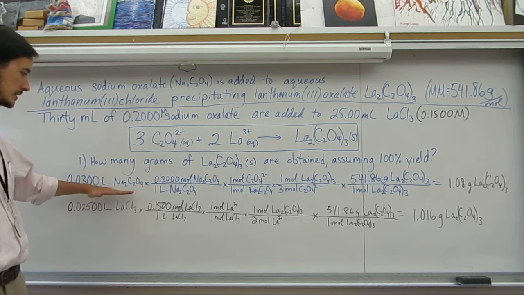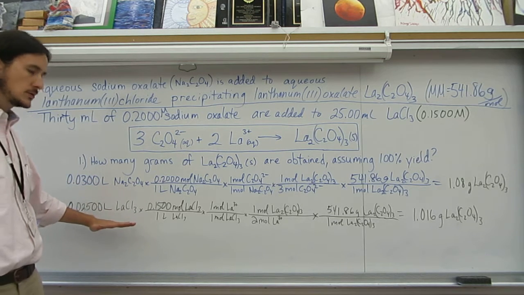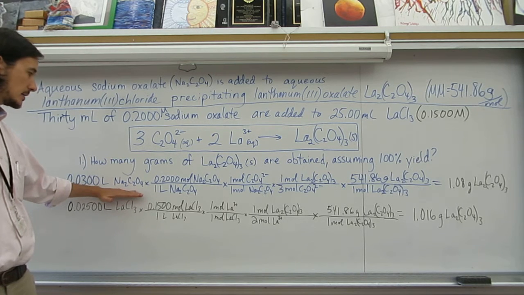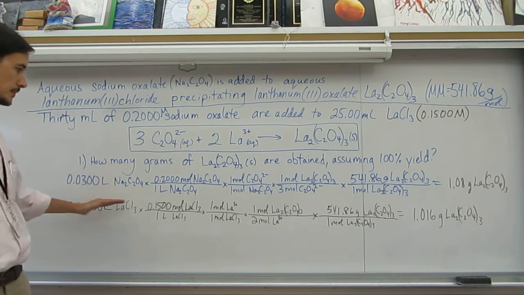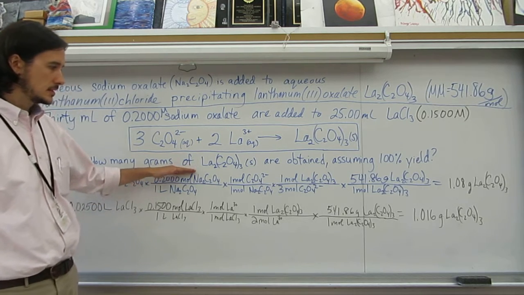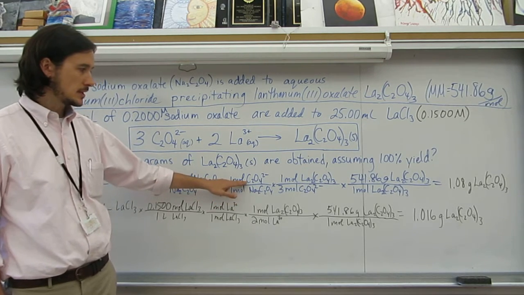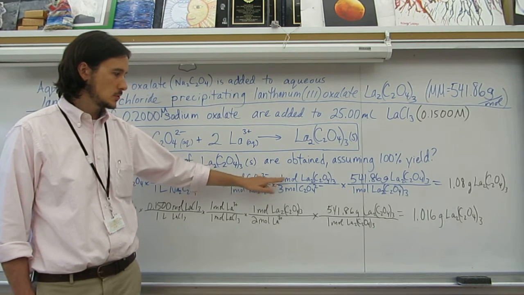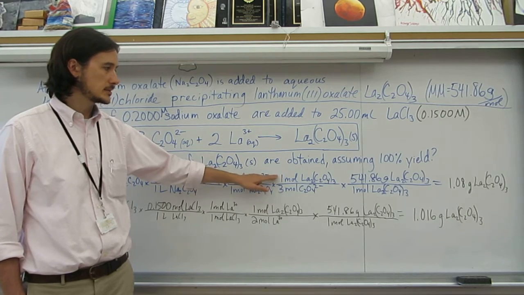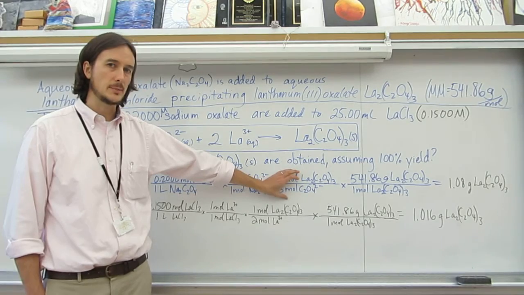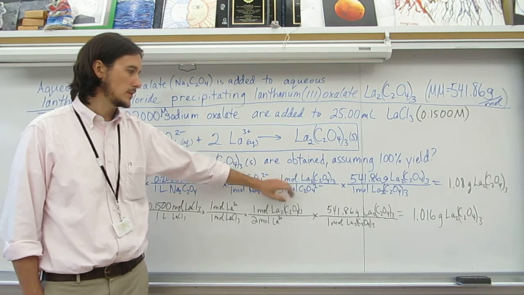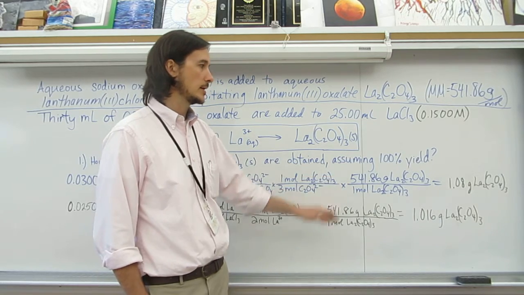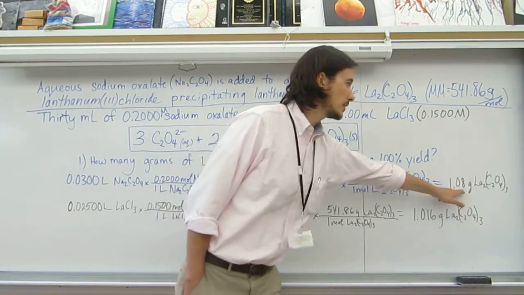So what you need to do is consider one reactant and consider the other reactant. Your first reactant that they mentioned is sodium oxalate. So we take our volume, we convert to moles of sodium oxalate, to moles of oxalate, because that's the thing doing the reacting. Then 3 moles to 1 of lanthanum(III) oxalate. This is the step that makes it stoichiometry, just for your reference. And then 1 mole of lanthanum(III) oxalate is 541.86 grams. So you do the math and you come up with 1.08.